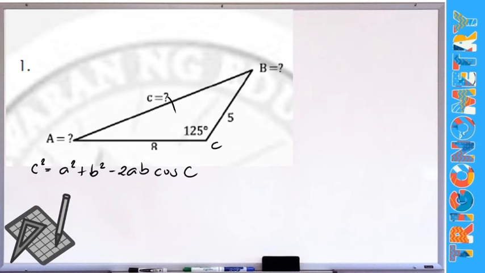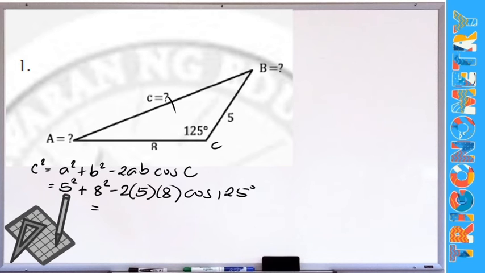So this is our side angle C. By putting all our givens, you're going to have 5 squared plus 8 squared minus 2 times 5 times 8, then times cosine 125 degrees. Then get the square root of your answer.